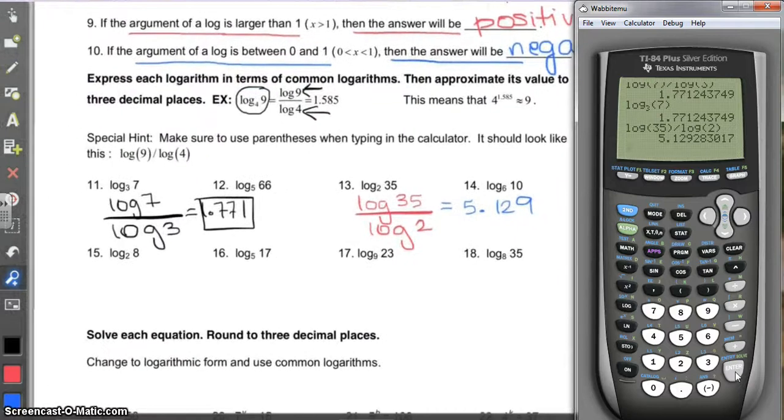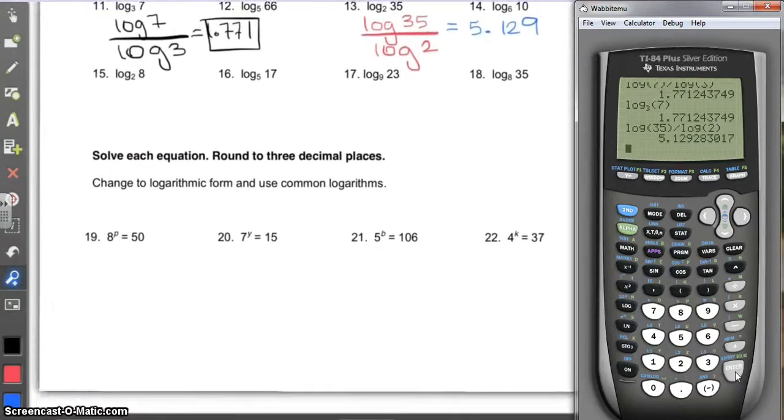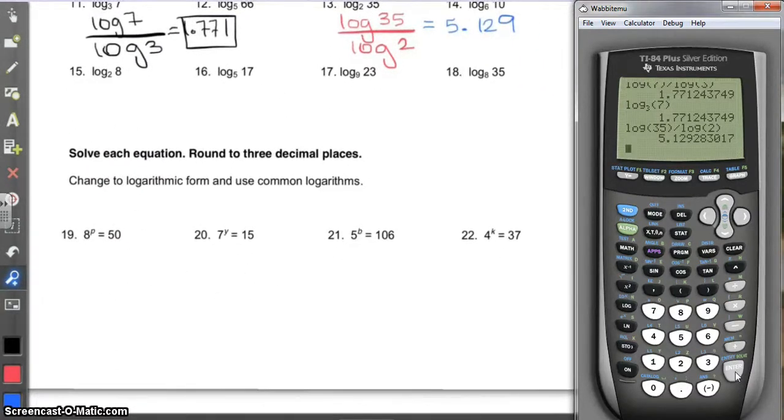Now let's move on to the other part of this worksheet. Solve each equation, rounding to 3 decimal places all the time. In order to do something like that, it would be easy to change to logarithm form using common logarithm. Let's see what they mean. As you can see, you need the exponent.